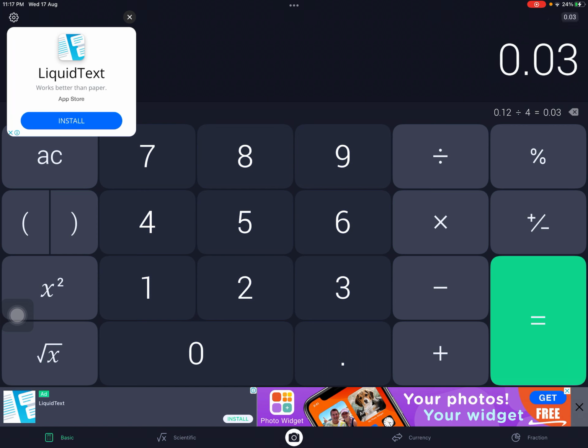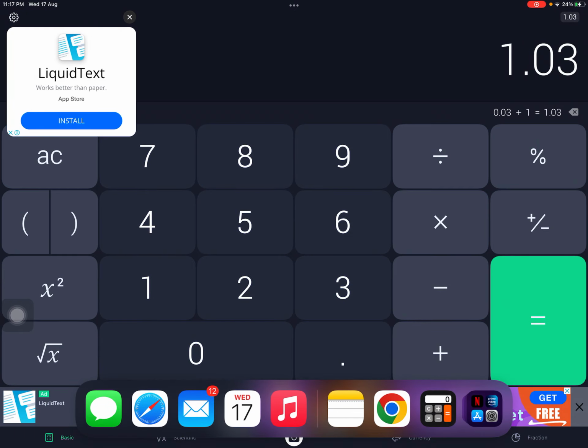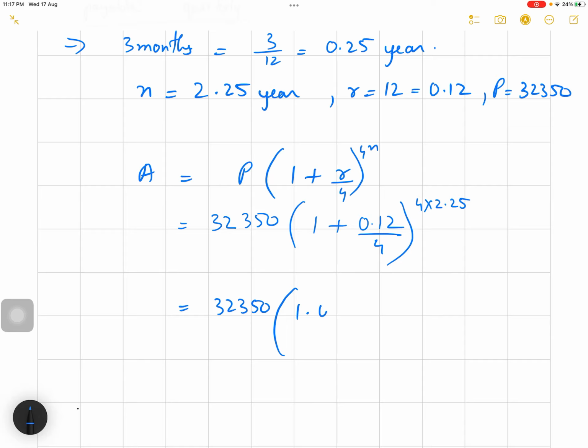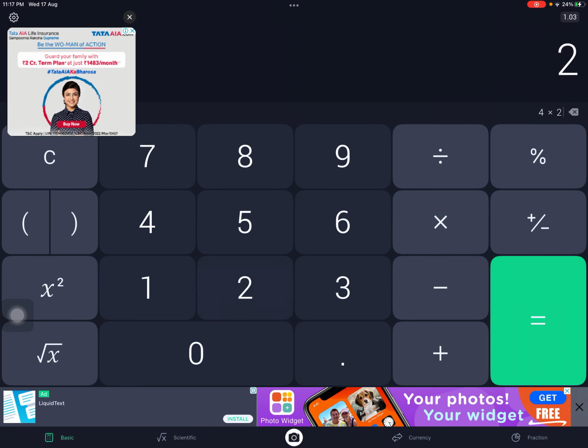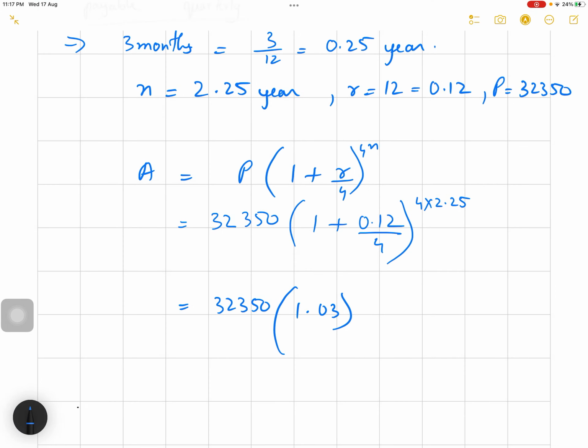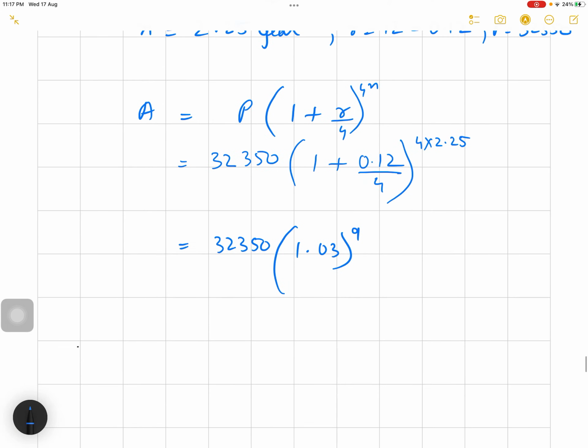0.12 divided by 4 is 0.03. Okay, plus 1 will be 1.03. So 1.03 raised to 4 into 2.25, right? 2.25. It comes to 9. Okay, so this raised to 9. Let's calculate 1.03 raised to 9.